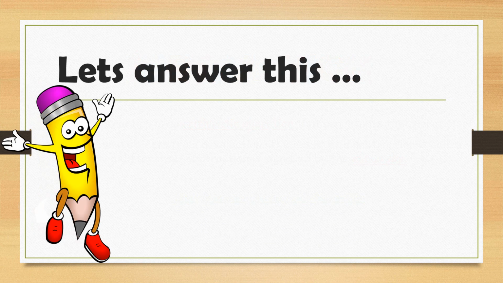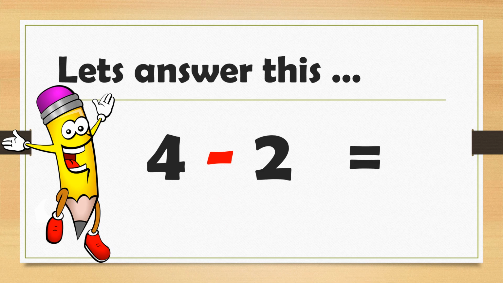Let's answer this. 4 minus 2 equals. This is the minus sign. It indicates that this is a subtraction.